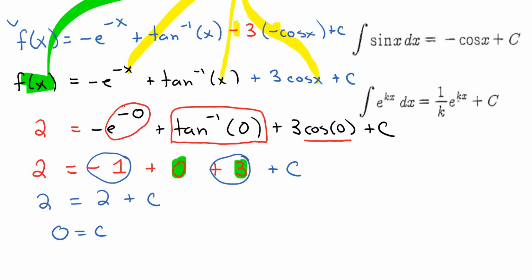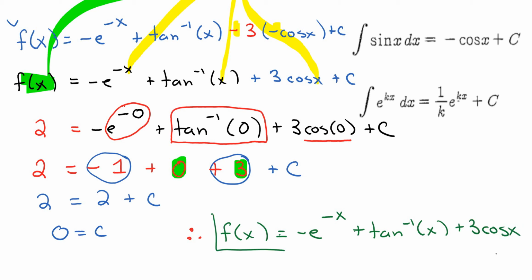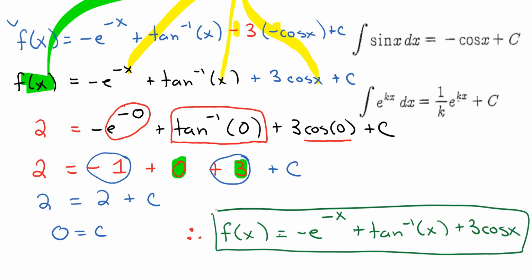So finally, if c equals 0, my final answer will be f of x equals negative e to the power of negative x plus the inverse of tan plus 3 cos x. And that is my final answer there. Okay, let's move on to the last question in this video homework guide.